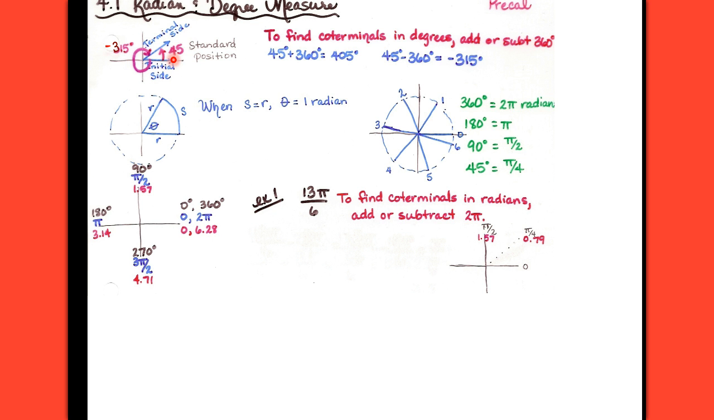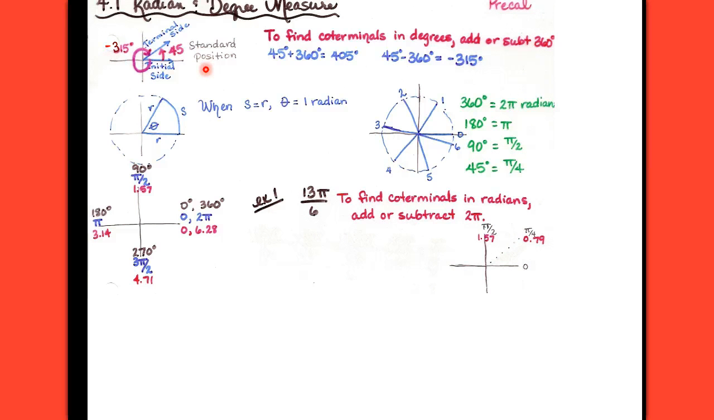So an angle is determined by rotating a ray, which is half of a line, about its endpoint. The starting position of the ray is the initial side, and the position after rotation is its terminal side. The endpoint of the ray is the vertex of the angle. So this would be my vertex right here. Now, if your initial side is on the positive x-axis, your angle is said to be in standard position. It doesn't have to start there, but if it does, it's in standard position.